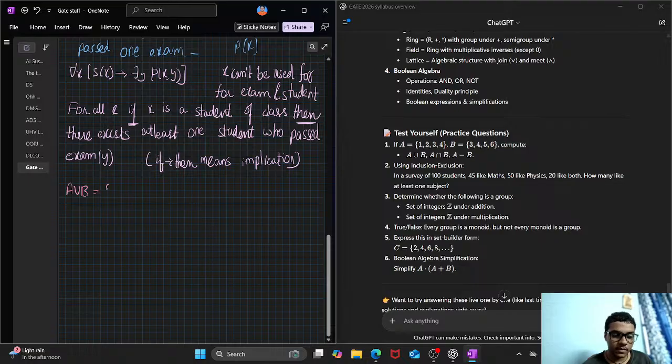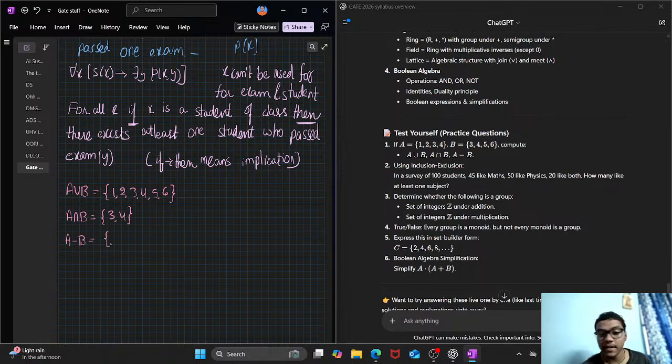A union B for that set is 1, 2, 3, 4, and 3, 4 is already there, so 5, 6 is the union, and the intersection is the common elements. So we don't have 1, we don't have 2, we have 3 and 4. And A minus B are the elements that are present in A but not in B. So 1 and 2 are exclusively present in A, but 3, 4 are present in B as well. So A minus B is 1, 2.